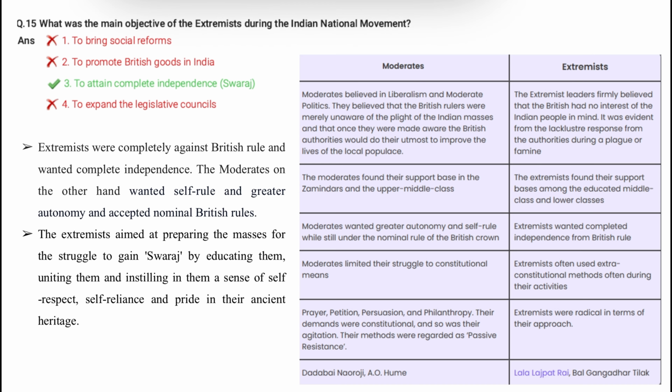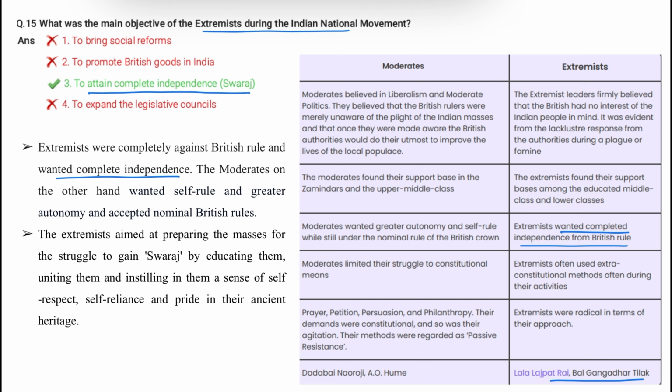Question number 15. What is the main objective of extremists during the Indian national movement? The extremists wanted complete independence from British rule. Examples are Lala Lajpat Rai, Bal Gangadhar Tilak. To obtain complete independence, that is Swaraj. Extremists were completely against British rule and wanted complete independence.